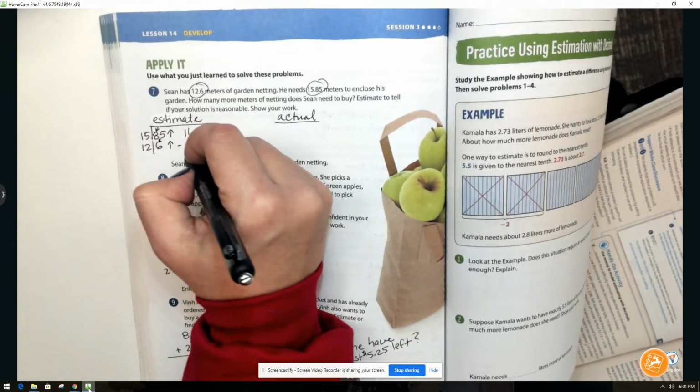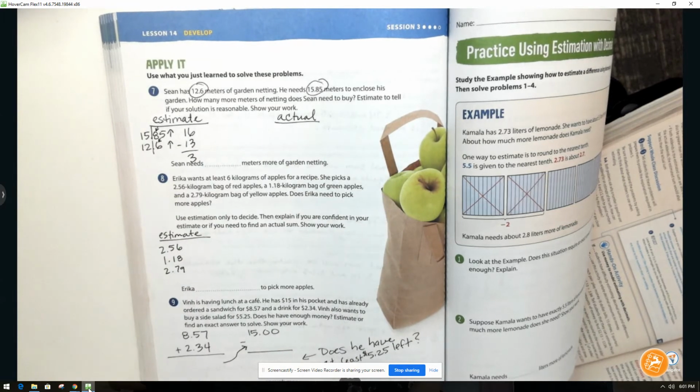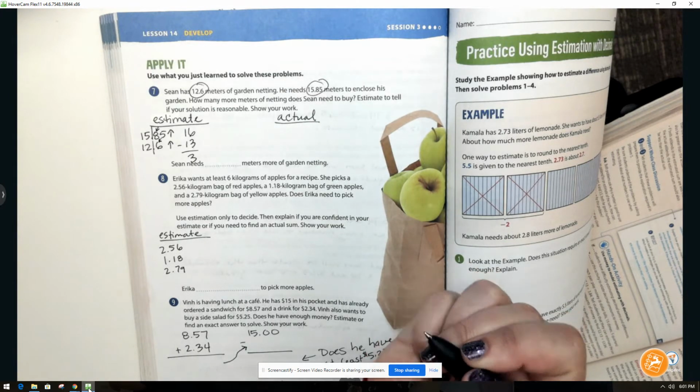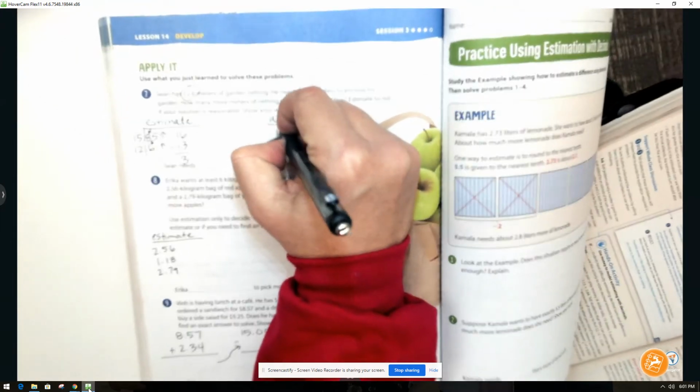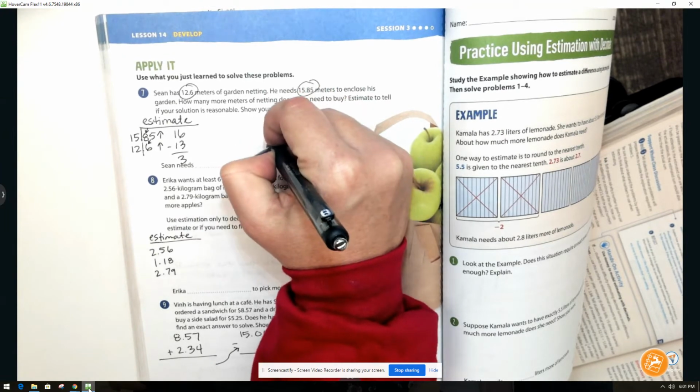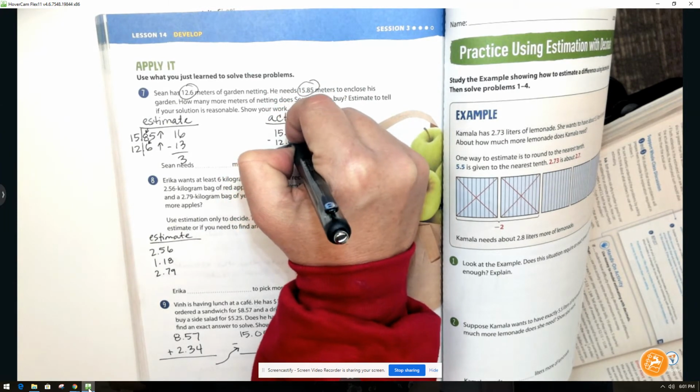And so 16 minus 13 is 3. So he needs about 3 meters of netting. Let's see what the actual answer is and see if we were close. 15 and 85/100 minus 12 and 6/10.